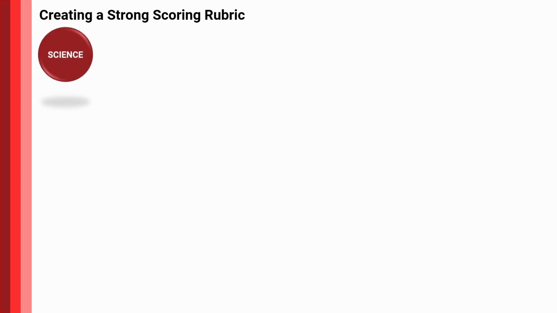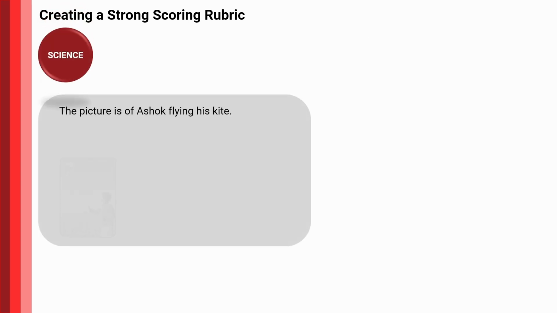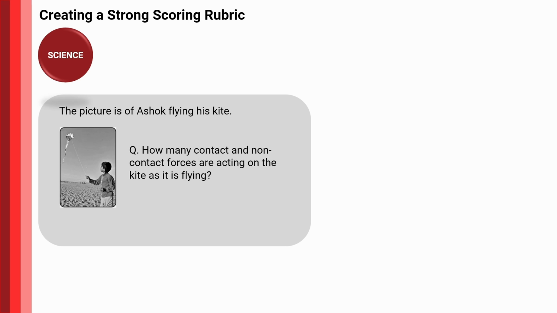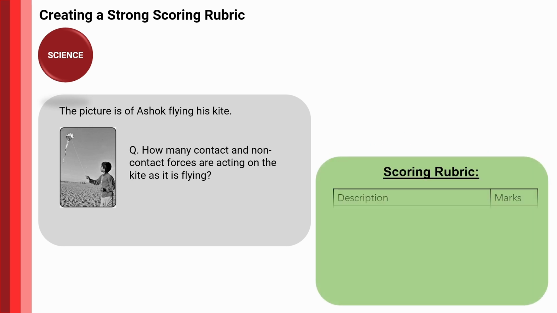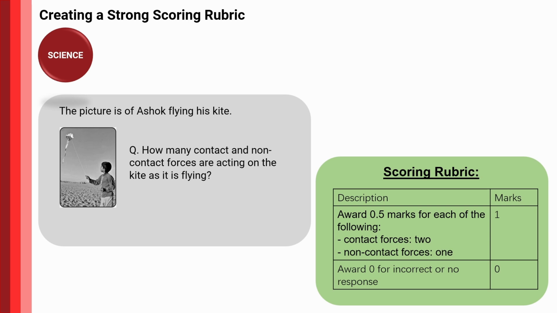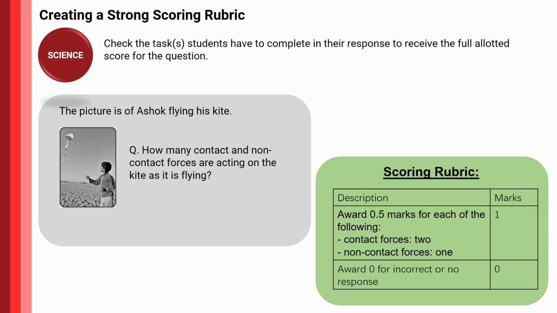Let's look at this question. It's asking the students to identify contact and non-contact forces acting on a flying kite. Essentially, it's asking them to list specific forces, making this an objective short response question. Now check out the rubric. For mentioning each force correctly, students receive half a mark. This way, there is absolutely no ambiguity left for the evaluator. The scoring is straightforward and consistent.